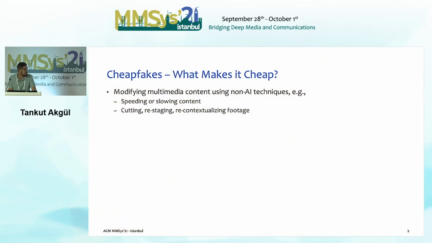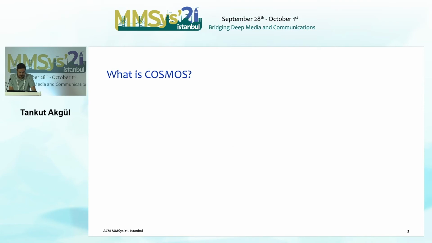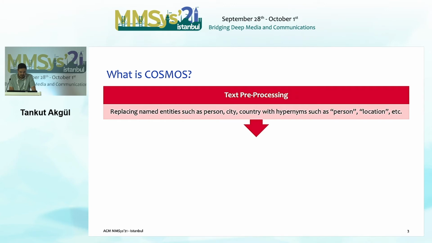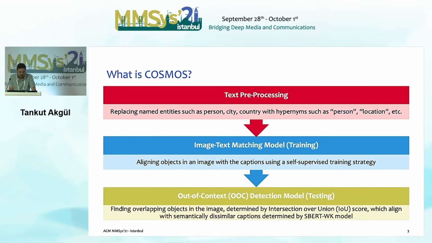I'll skip these slides because Shivangi already explained very well what cheap fakes are, and Cise also mentioned what cheap fakes mean. So I'm going to skip this slide. And Cosmos was also very well explained, including the stages: the text processing, the image-text matching model, as well as the detection model and the heuristics that Shivangi mentioned. So I'm going to skip those as well.